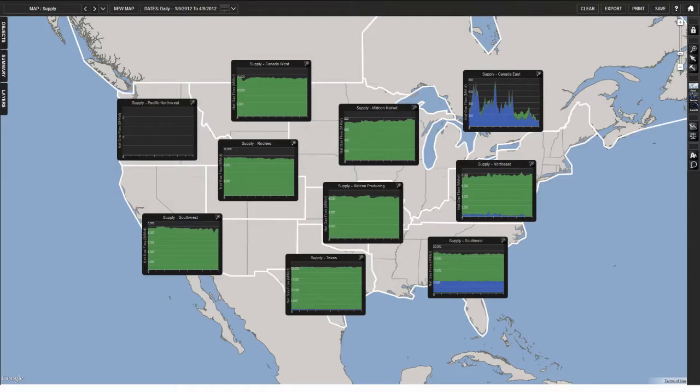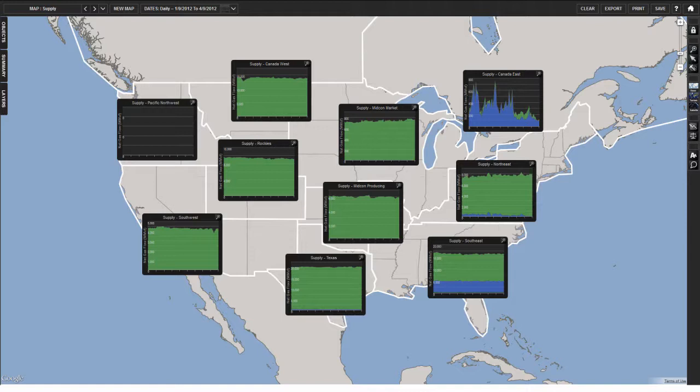Today we're going to walk you through Bentek's new tool to analyze energy data across the energy spectrum. Today we're going to focus on data aggregation from across the different regions within the United States, as well as look at some point level data and your ability to view that point level data within Energy Market Visualizer.